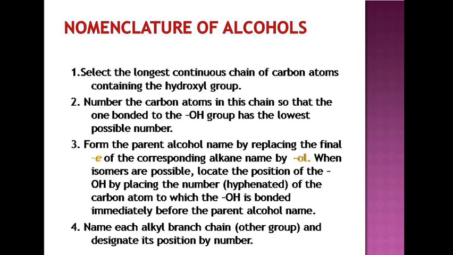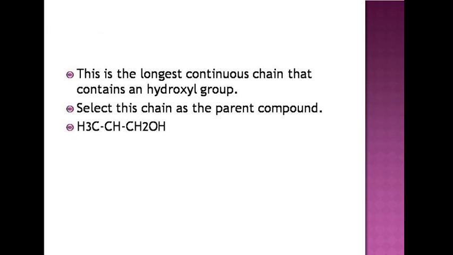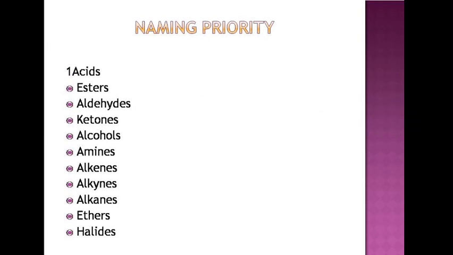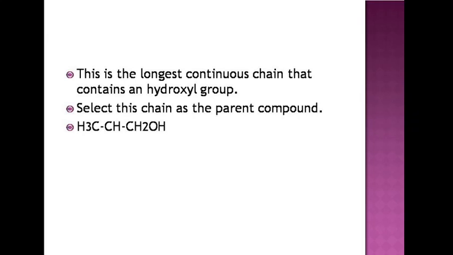The fourth rule of nomenclature of alcohol is to name each alkyl branch chain and designate its position by a number. The longest chain containing the hydroxyl group is selected and gives the parent alkyl chain.